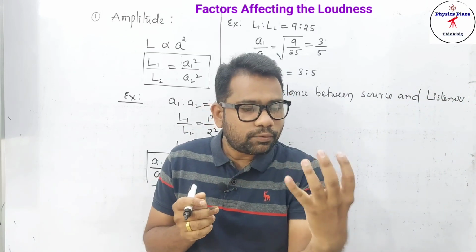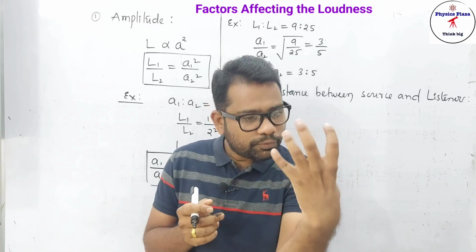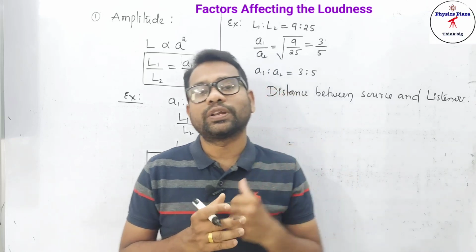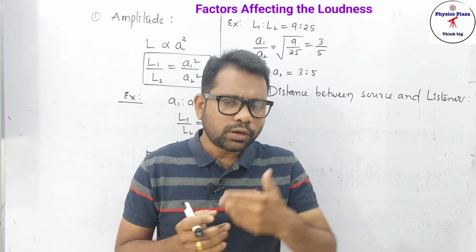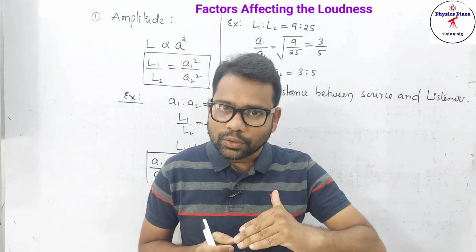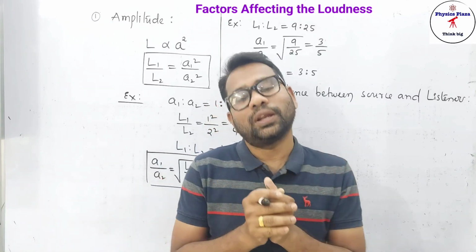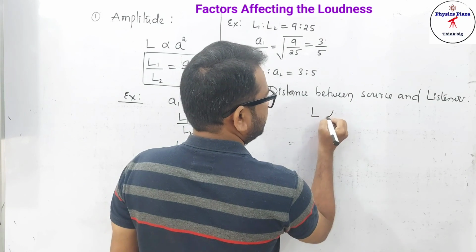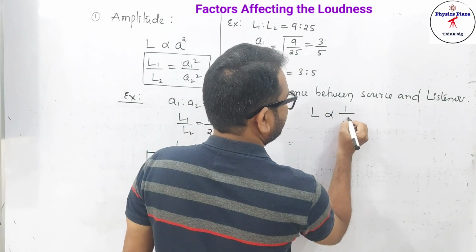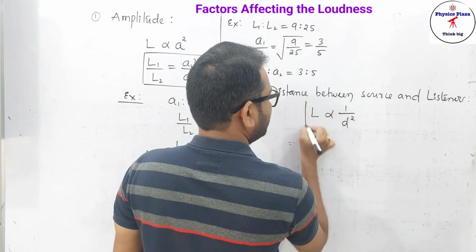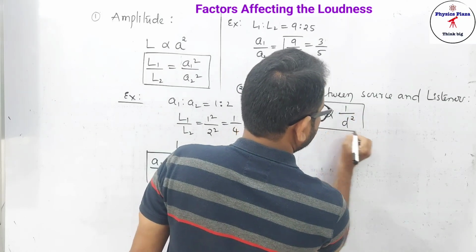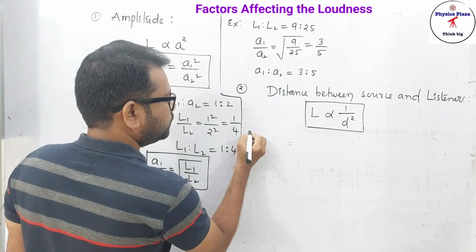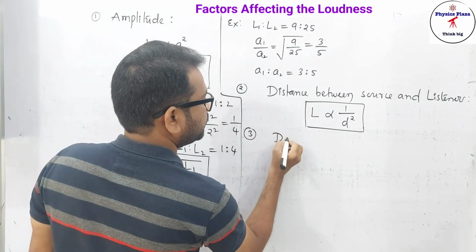So if a person is talking with us from very near, then we can have the feel of more loudness. So which means what? More the distance, less the loudness; less the distance, more the loudness. Is it clear? Fine. So here loudness is inversely proportional to the square of the distance between source and listener.